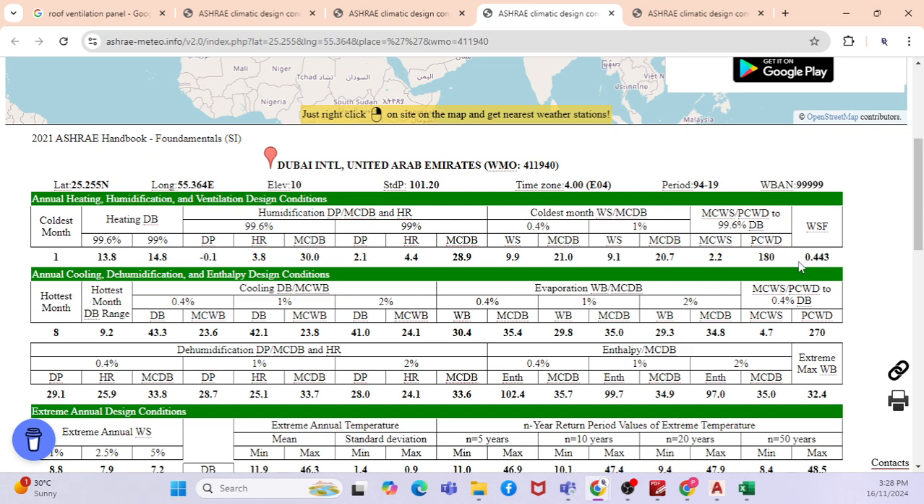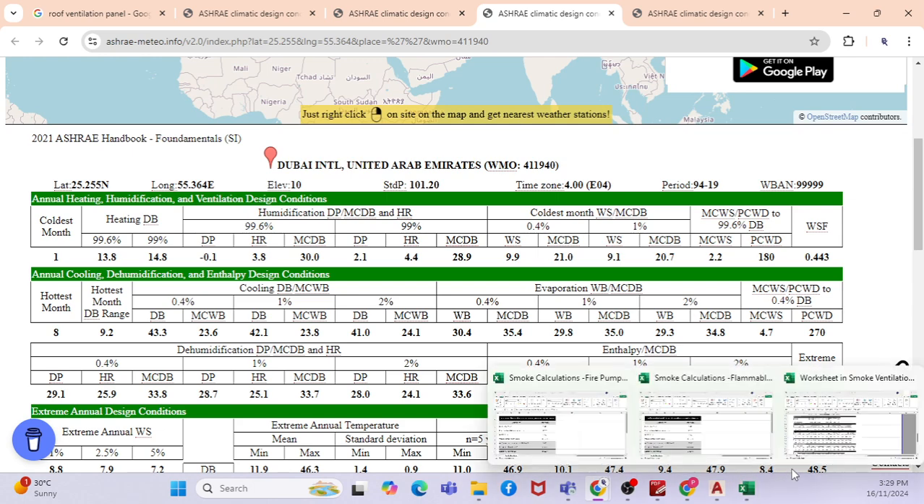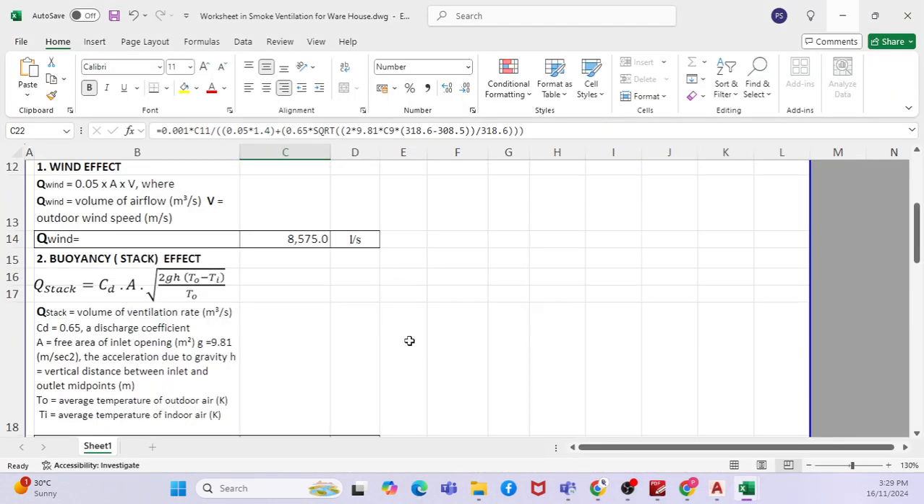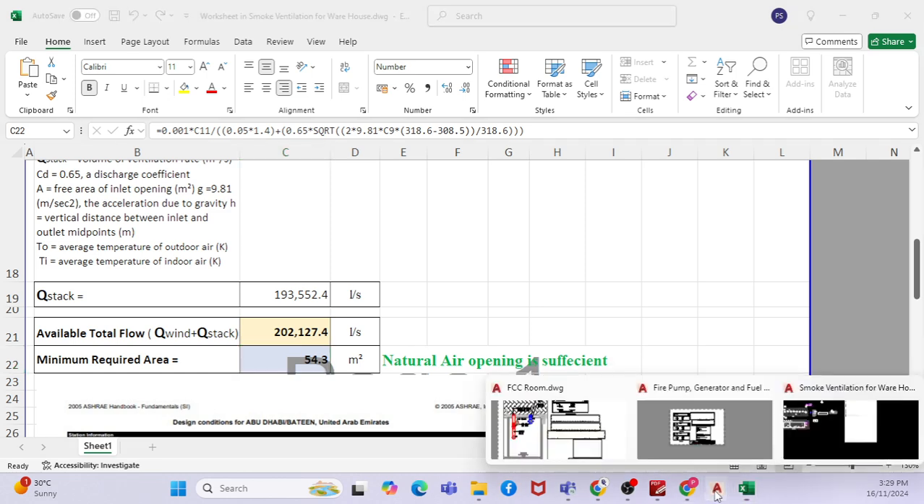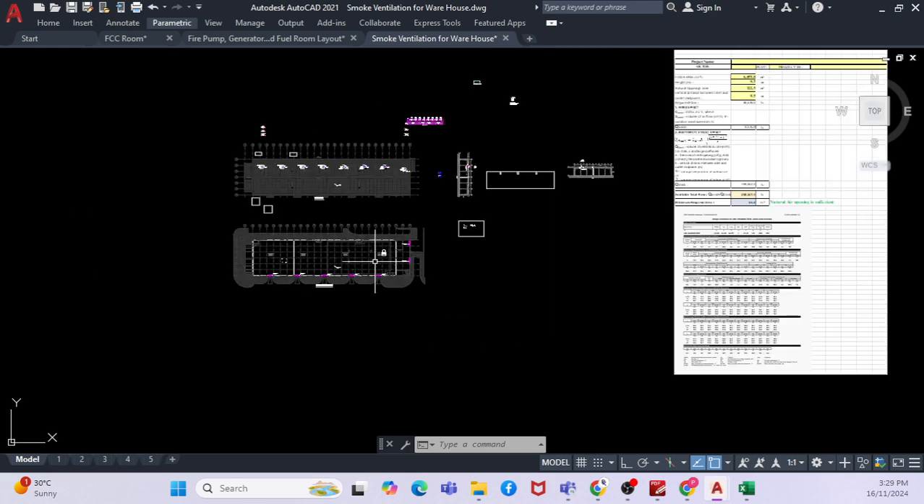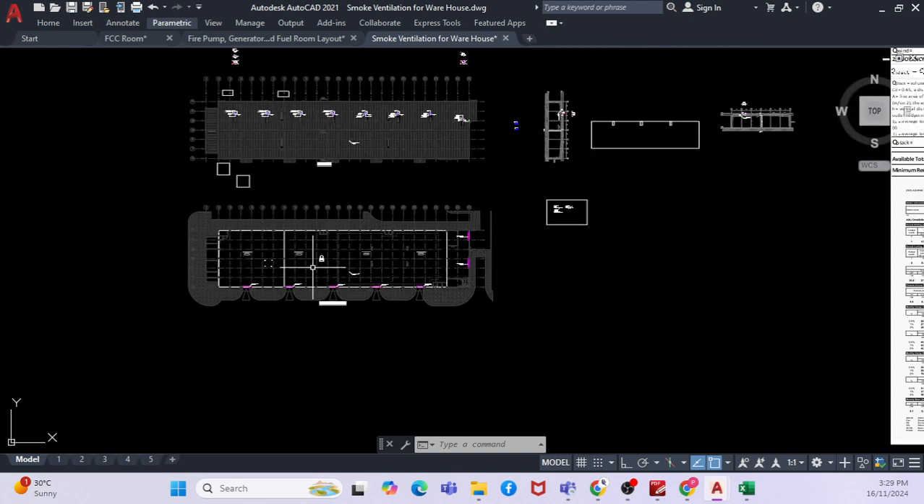Also for this particular natural ventilation in warehouses, we are using it because we are checking how much natural ventilation is available from the outside. That is why we are going to check it in this equation, basically. So this is the calculation for the warehouses. It is a simple calculation, not complicated. When you go through the code, you will be able to understand how to calculate smoke ventilation for the warehouse, right?